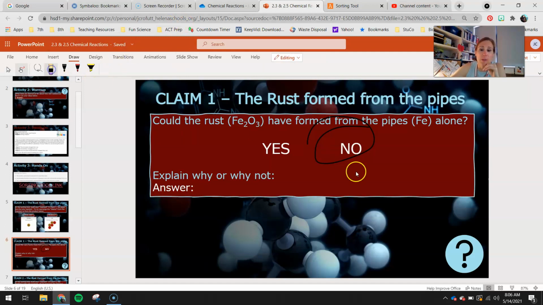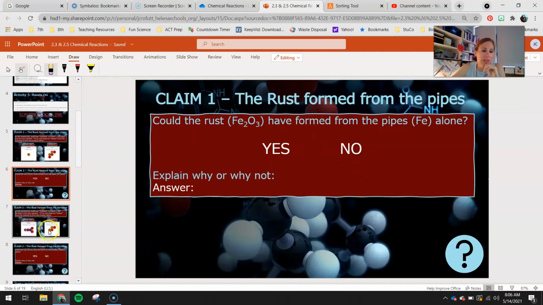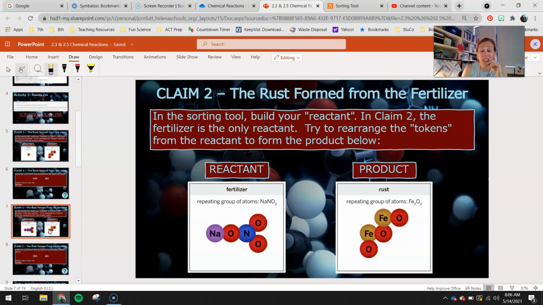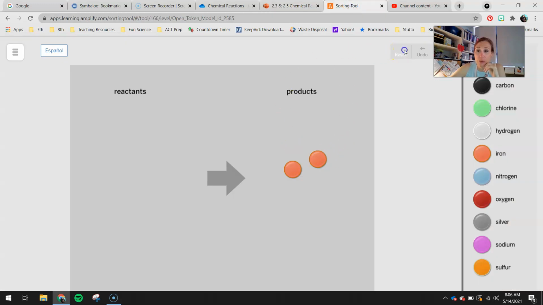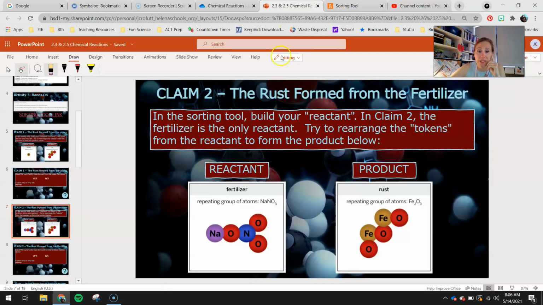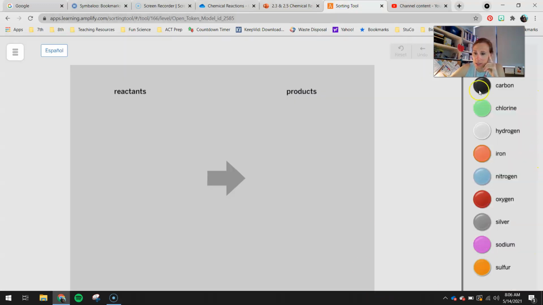Okay, you guys are going to do the same thing on claim 2. Remember that claim 2 says the only reactant, again, we can't steal from anywhere else, was NaNO3, which is the fertilizer. So you guys would do the same thing here. You can reset your sorting tool and build this NaNO3. Start with sodium. You need 3 oxygens. Here's my sodium. I need 3 oxygens, and a nitrogen. Okay, so there's my reactant there.